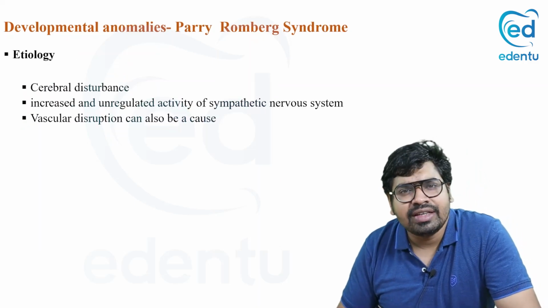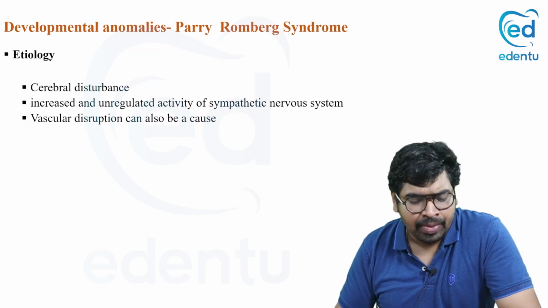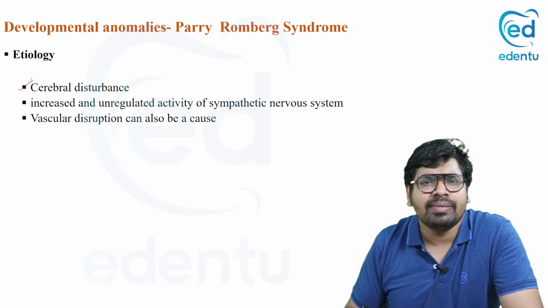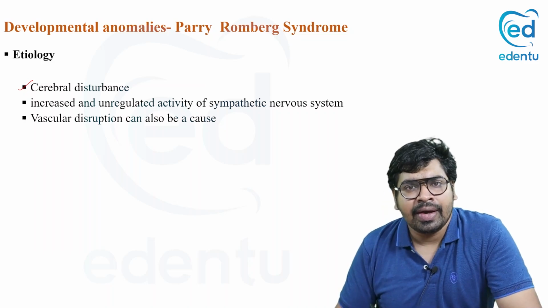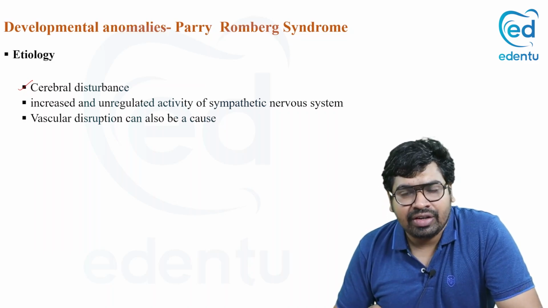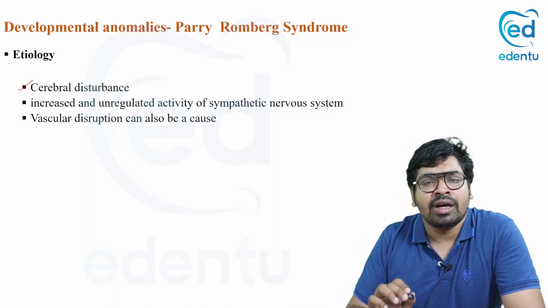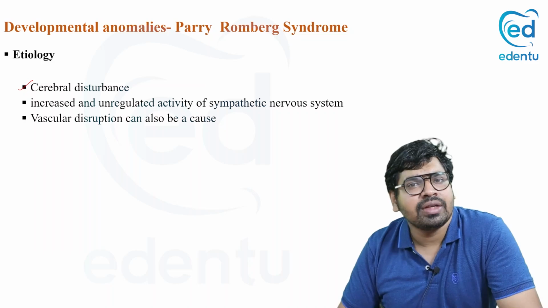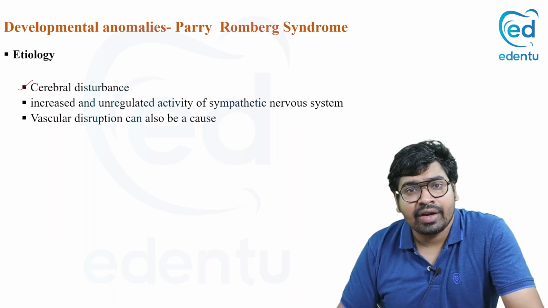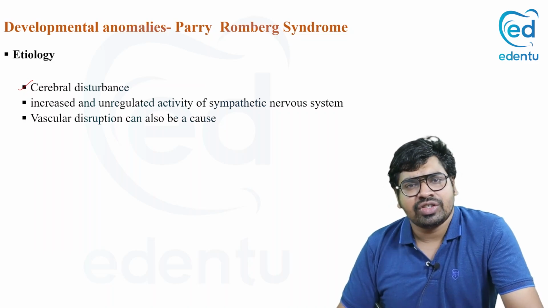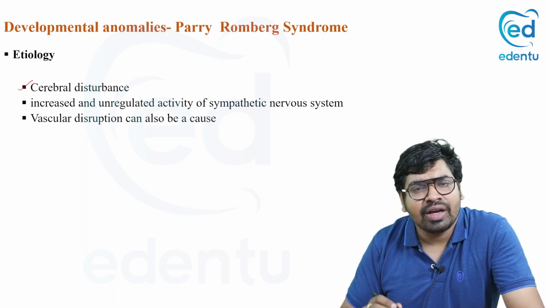Let's see the reason why this atrophy happens. Why is there atrophy of one side of the face? They say that there is some kind of cerebral disturbance, and some kind of stimulation is not reaching the face. If an area is not innervated, there is no stimulus coming to that area. Progressively, when it is not stimulated, the muscles, tissues, fat or any structure with no neural innervation tends to get atrophied. That is like a disuse theory.